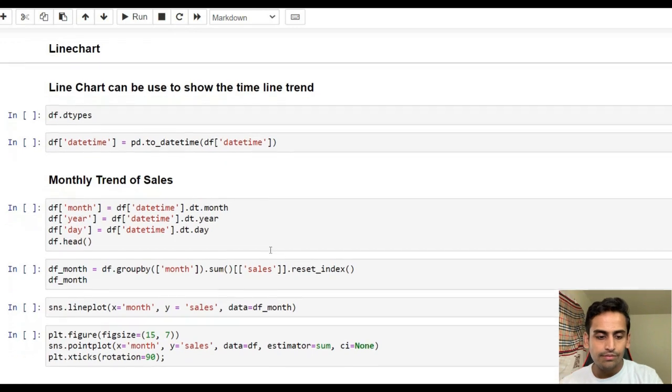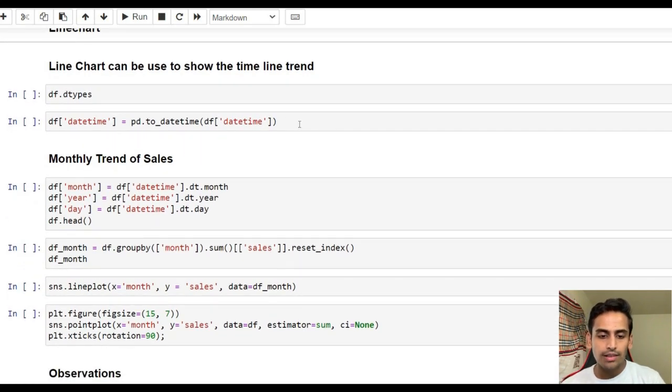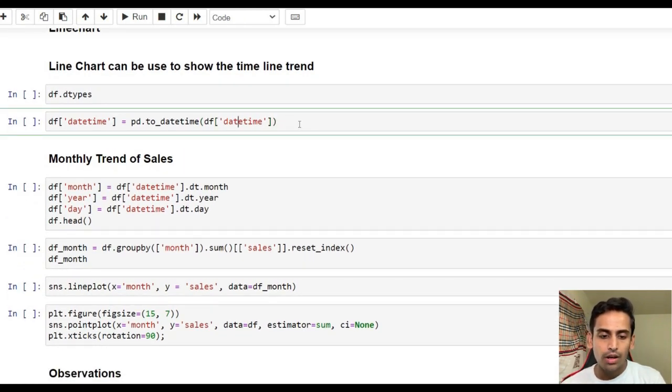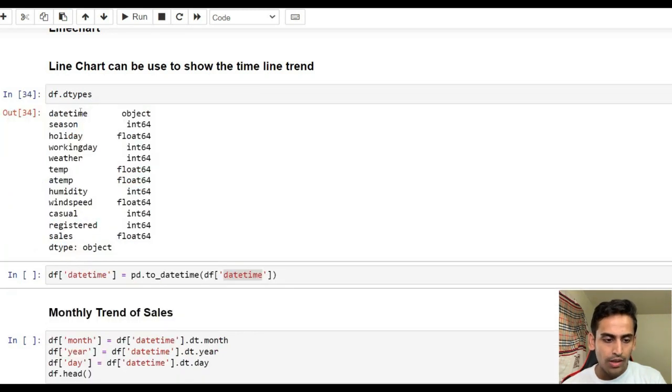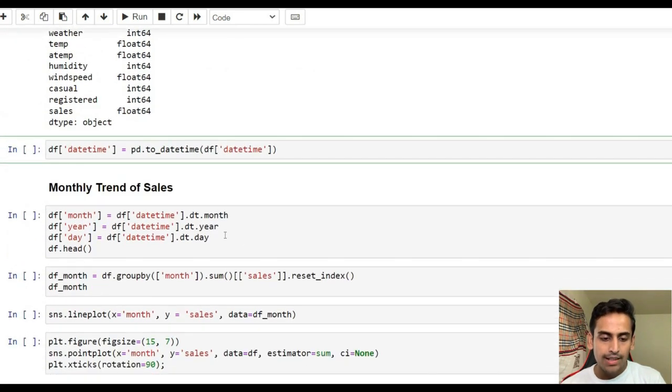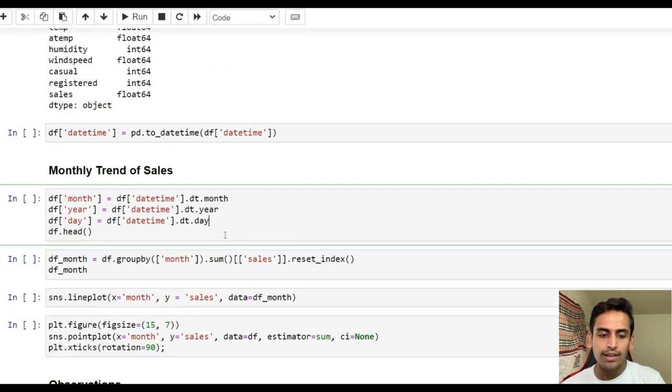So what I'm doing first is converting this datetime column to a date column, because our data type is object here. So let me run it and show you. The datetime data type is object. So let's first convert it into a date column. Then next, I'm extracting the month, year and the day from the datetime.